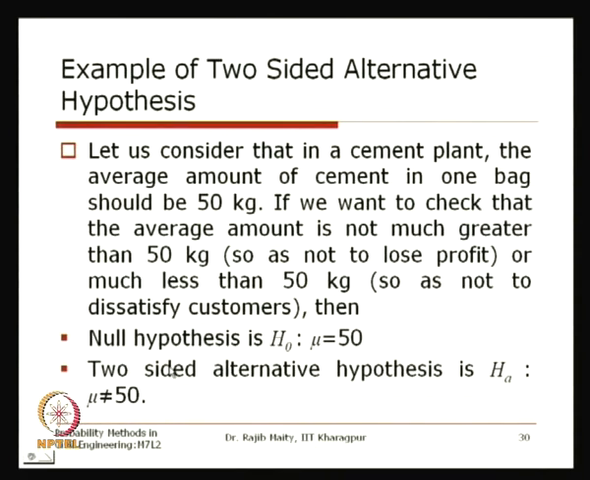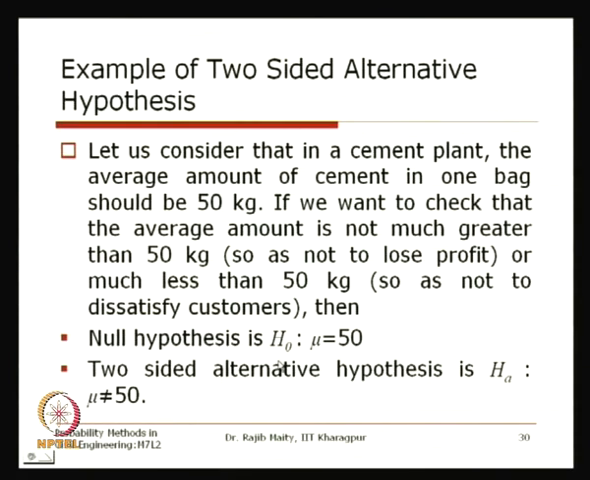Similarly, an example of a two-sided alternative: let us consider that in a cement plant the average amount of cement in one bag should be 50 kg. Now, we want to check that the average amount is not much greater than 50 kg, because if it is more, this will be a loss for the manufacturer, and it should not be much less than 50 kg as well, because this will dissatisfy the customers. Then what we are trying to test is whether per bag the amount is 50 kg or not.